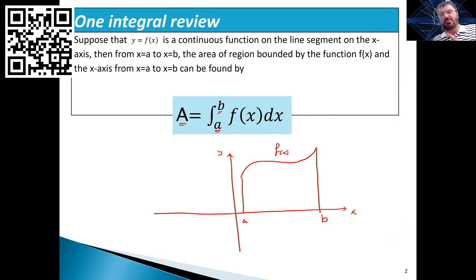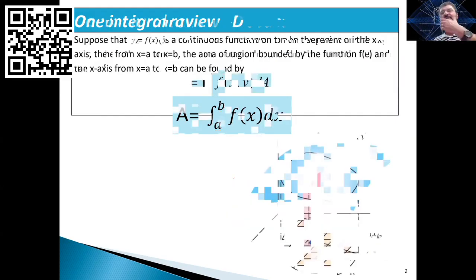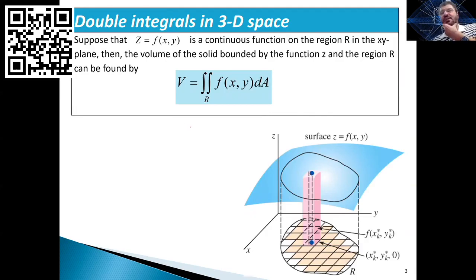So this integral represents the area between our function f of x, which is the curve here that you see, and the x-axis. So here is this area from x equal A to x equal B. This is exactly the area that we're looking for. This is the meaning of the integral. So the one-dimensional integral represents the area between a function and the x-axis from x equal A to x equal B.